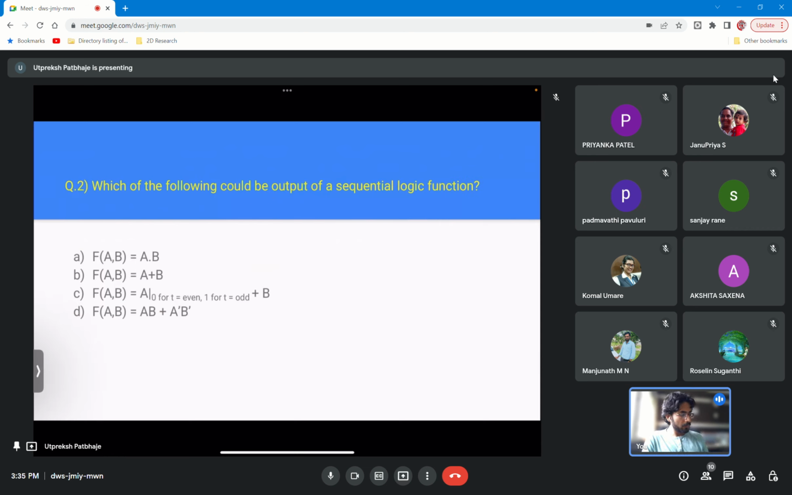Then, which of the following could be the output of a sequential logic function? So, as you guys are all aware, what is combinational and sequential. Just by looking at the given possible functions, let's say these are just a stage of some large function. So this output might be going to something else, and this might be coming from something else. So this f, which is given in the options, which of the following could be the output of a sequential logic function?